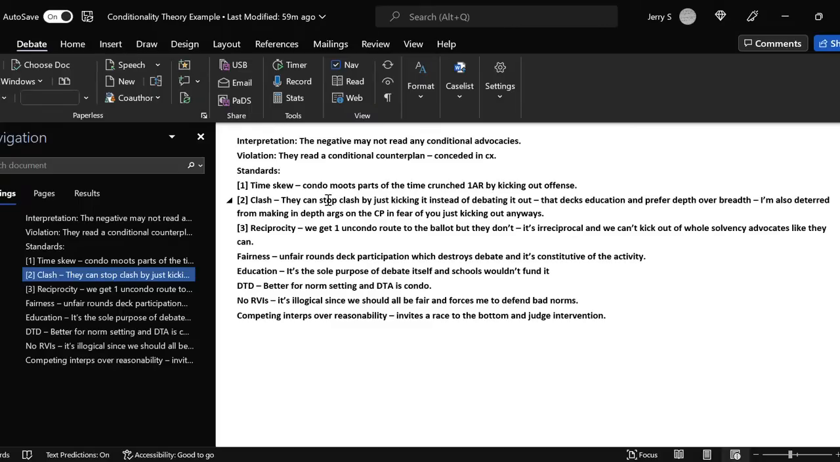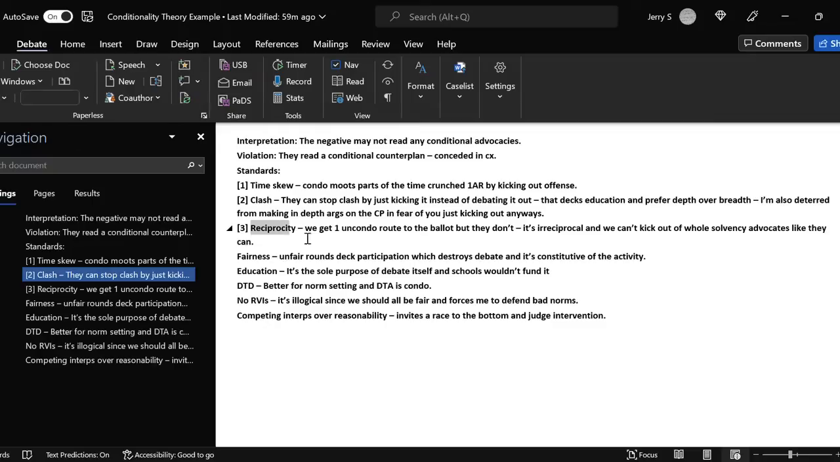And that decks education, and you should prefer depth of education over breadth, and I'm deterred from making in-depth arguments on the counterclaim in fear of you just kicking out of it and wasting my time. Basically, this talks about how you prevent clash because you kick out of an argument, and you're not debating about this argument, which stops educational discourse over it.